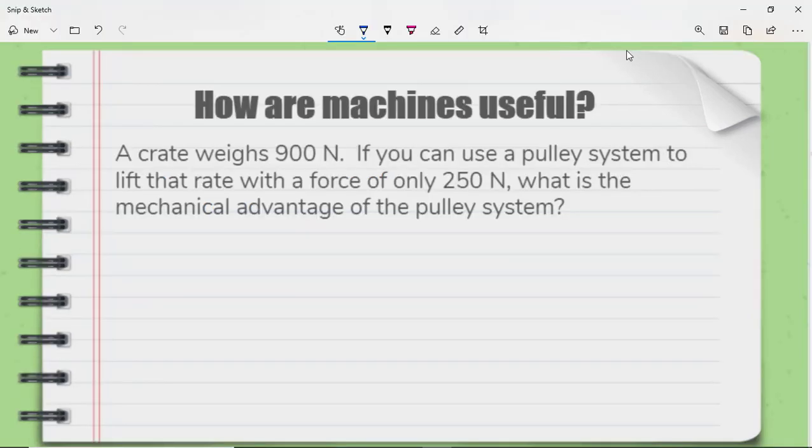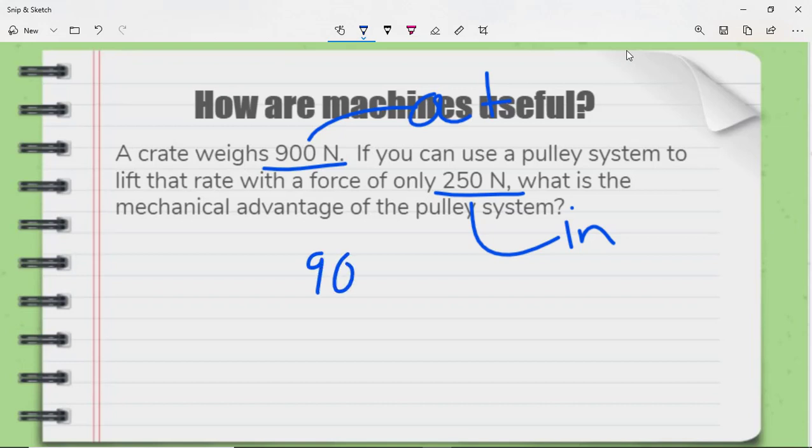A crate weighs 900 newtons. If you can use a pulley system to lift that crate with a force of only 250 newtons, what is the mechanical advantage of the pulley system? Well, in this instance, this 250 is actually how much effort we have to put in order to get an output of 900 newtons. So we just simply need to plug those into our equation and solve. 900 newtons divided by 250 newtons, and then we solve.